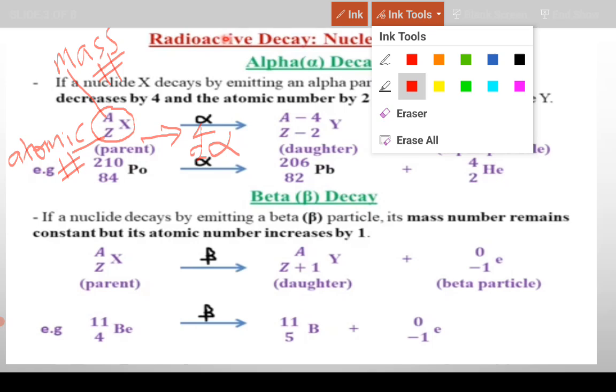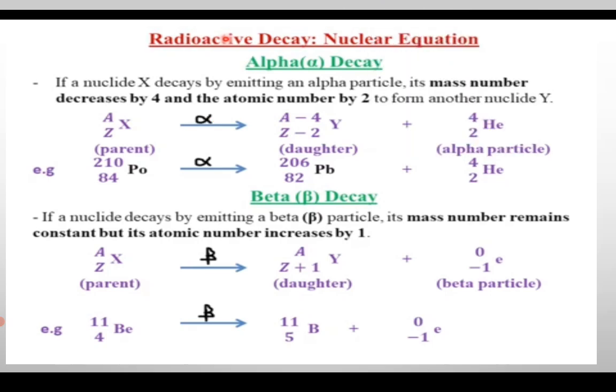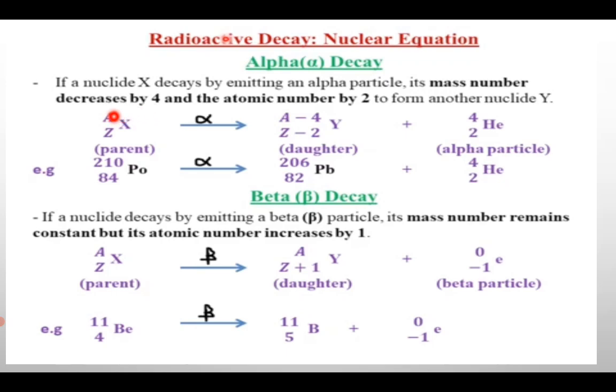Alright? So an alpha is being emitted. When an alpha is being released from the original element, which is the parent, its mass number is going to decrease by 4. So you have A minus 4, and its atomic number is going to decrease by 2. Z, which is the atomic number, minus 2. And for this equation to be fully balanced, don't forget to add the alpha particle there.